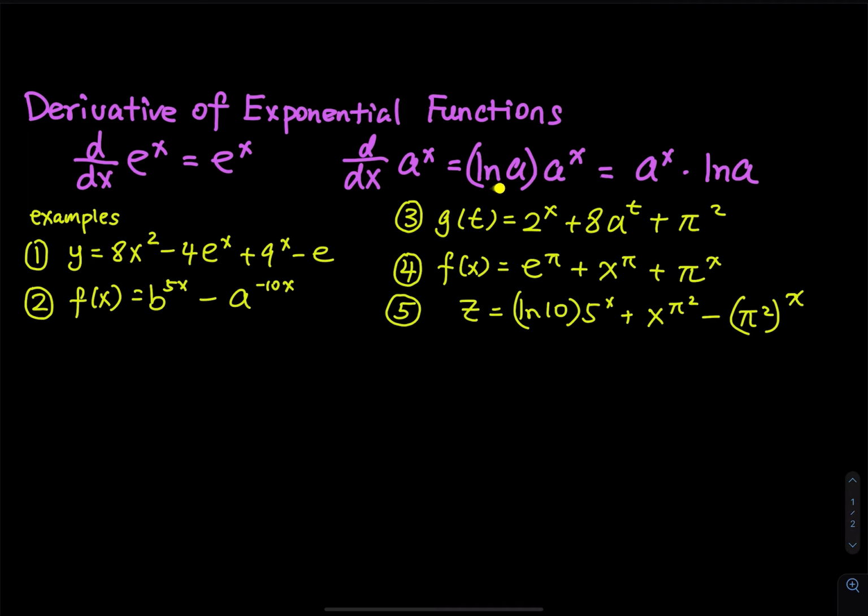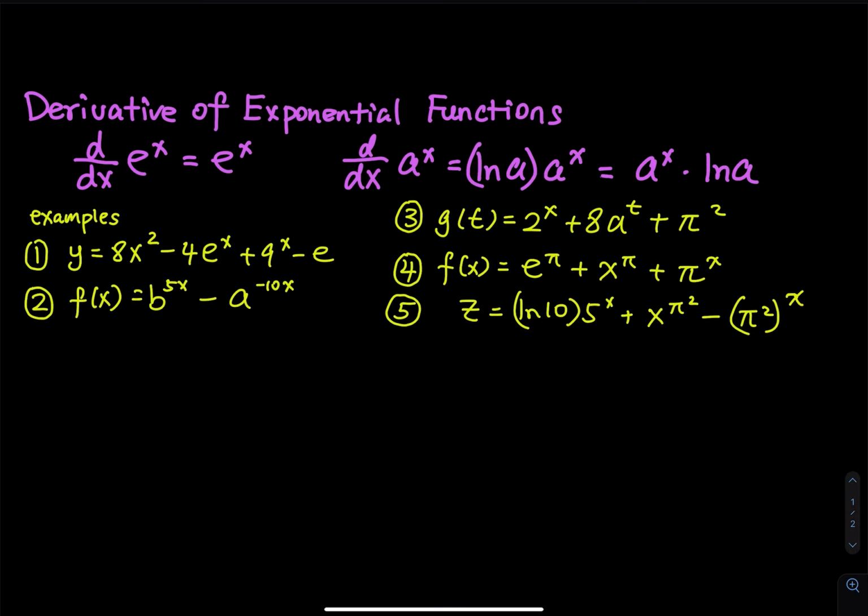You can write ln a and then times a to the x. So basically you copy a to the x one more time and then you multiply ln a. So this one, a to the x times ln a. Again, you copy this one more time and then you write ln a. So let's do some examples.